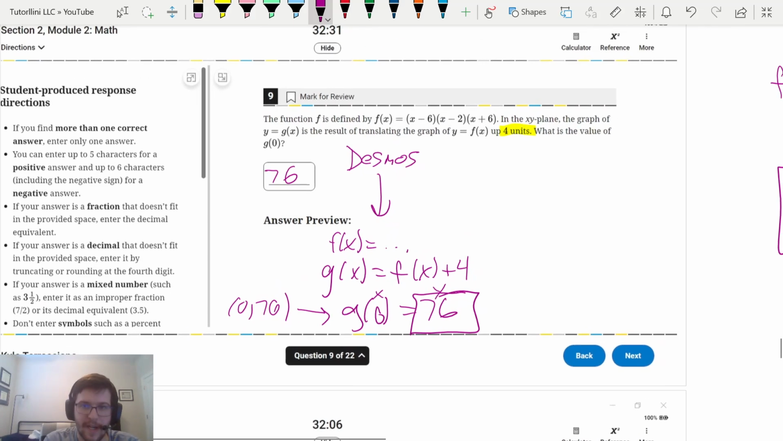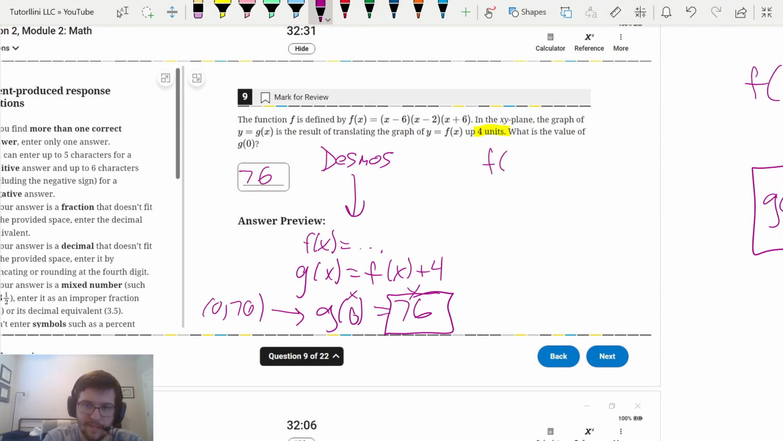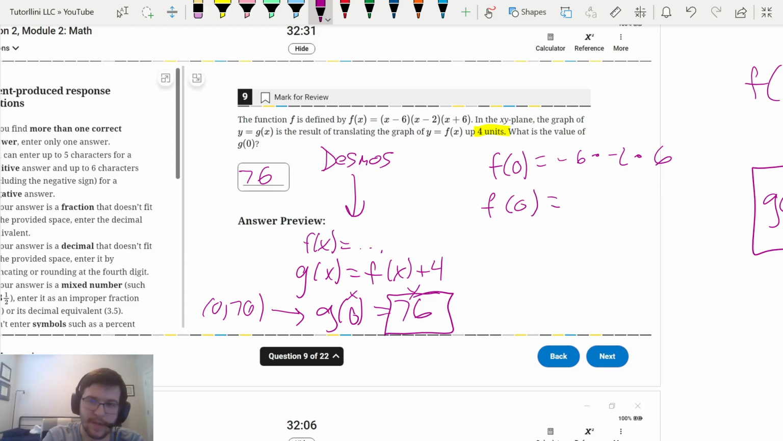You could also do it by hand. So f of 0 would be 0 minus 6, which is negative 6, times 0 minus 2, which is negative 2, times 0 plus 6, which is 6. So f of 0 is 72. And now to move it 4 up, we add 4 to the y. So g of 0 equals 76.